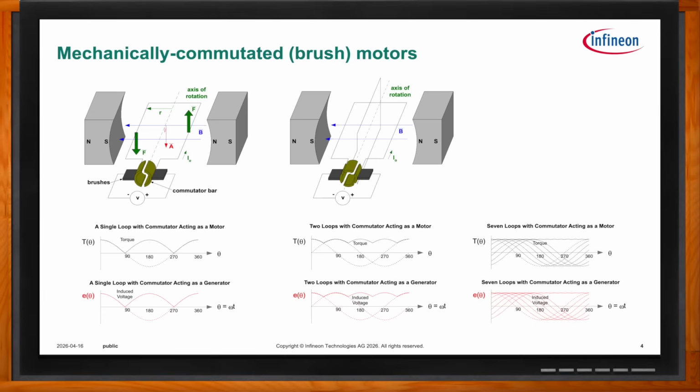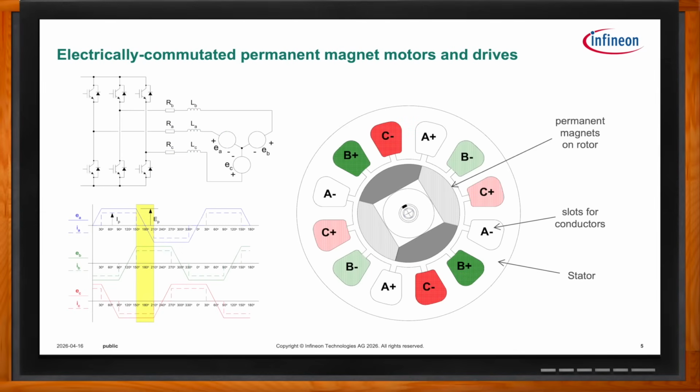So, Eric, what about the electrically commutated permanent magnet motors and how do they compare? That's a big innovation that occurred probably 40, 50 years ago as power transistors came along. It started with SCRs and thyristors.